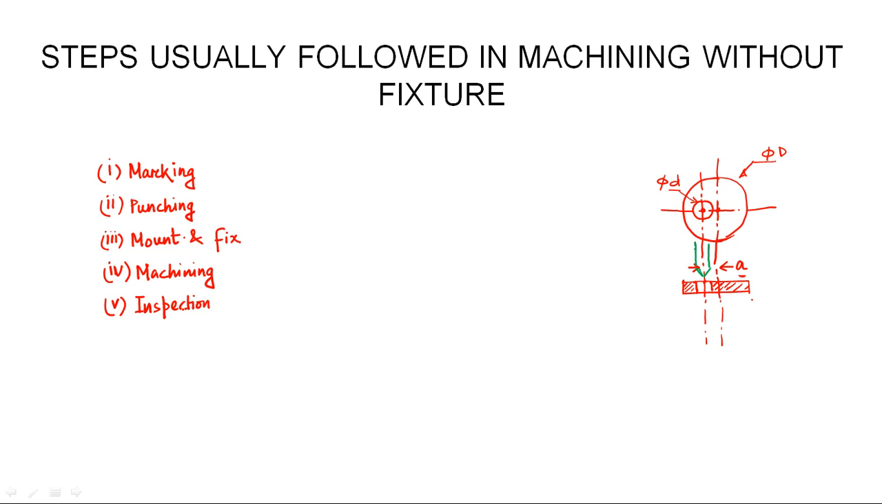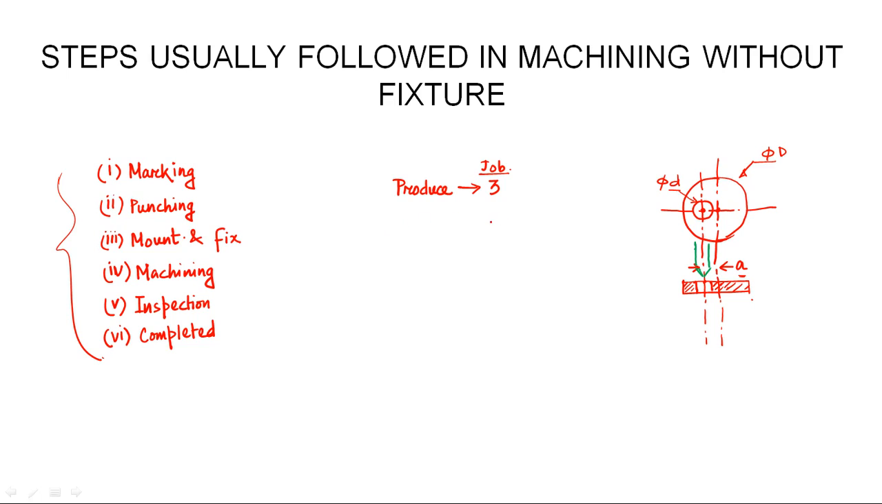Now after completion of the inspection, the job will be completed. So now suppose you are asked to produce only one job, or only three jobs. Then you can go for all these steps to manufacture this product.